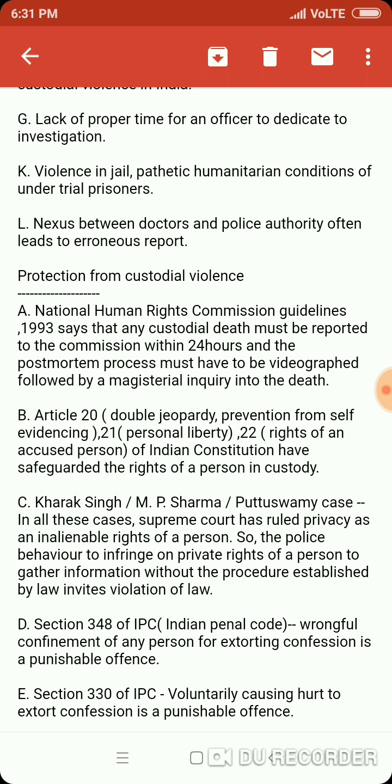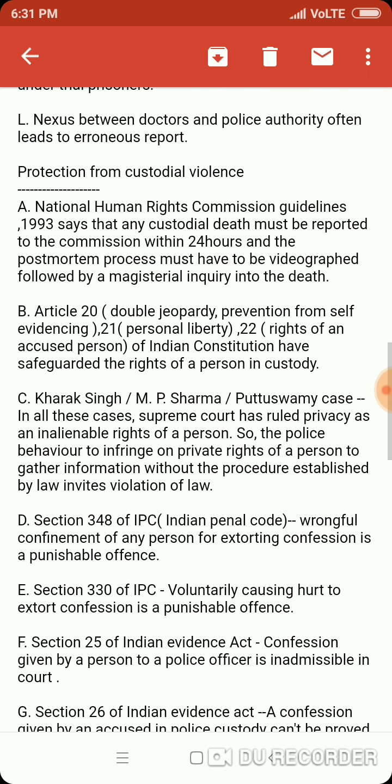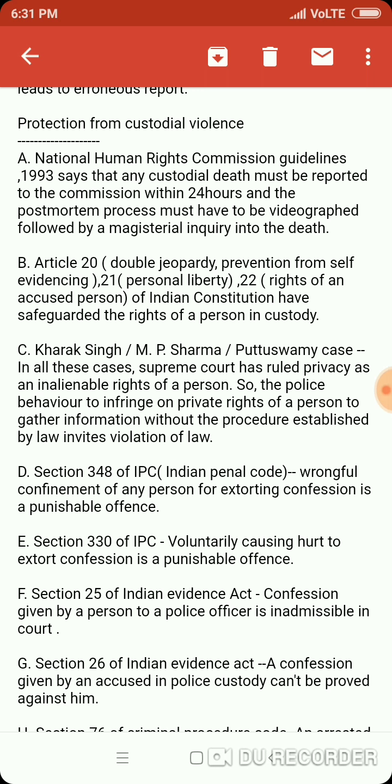In case of custodial death, sometimes there is a very strong tie between police and medical officers, and the medical officers often give erroneous reports to help the police officers. So these are some causes that determine the prevalence of custodial violence and custodial death in India. Now let's see the protection from custodial violence. What are the various provisions for protection from custodial violence in India?